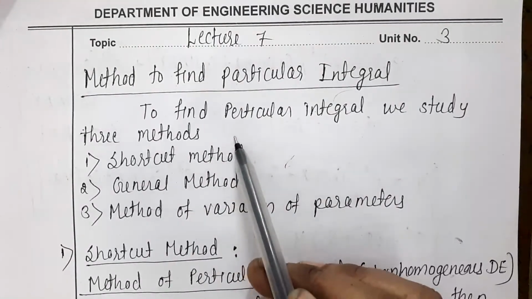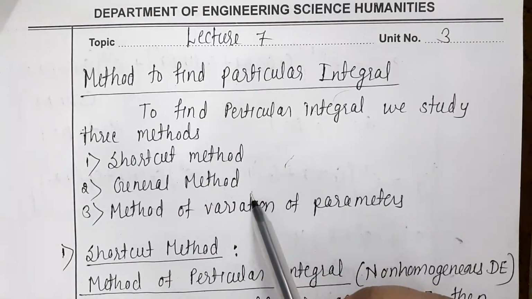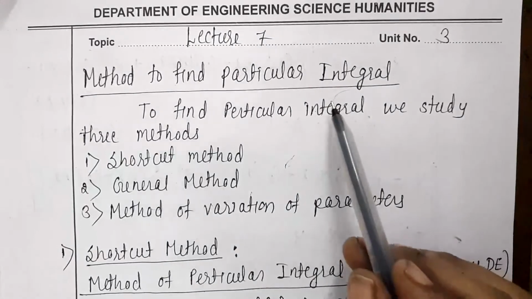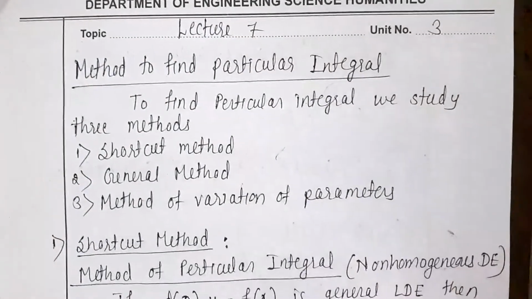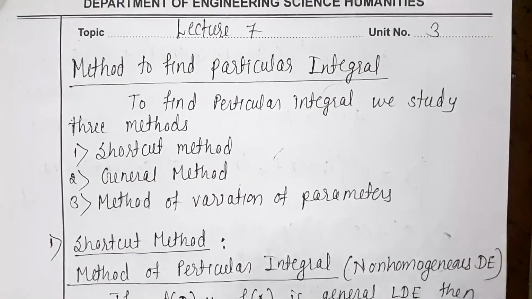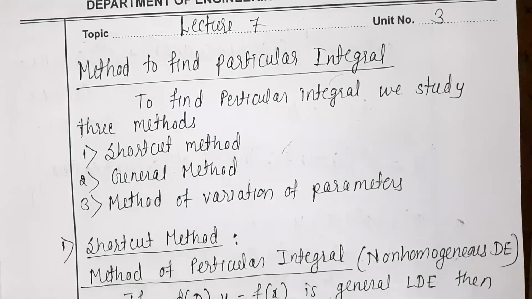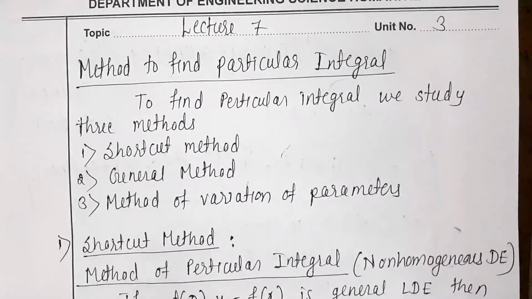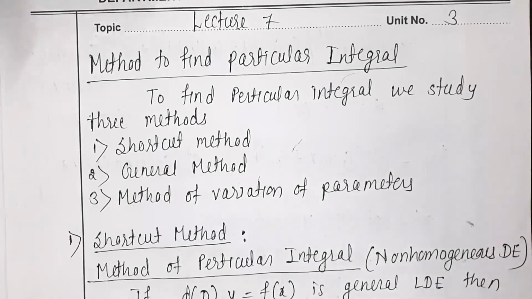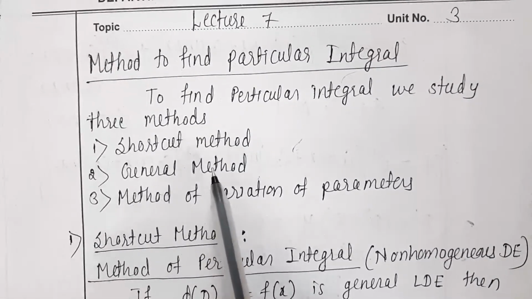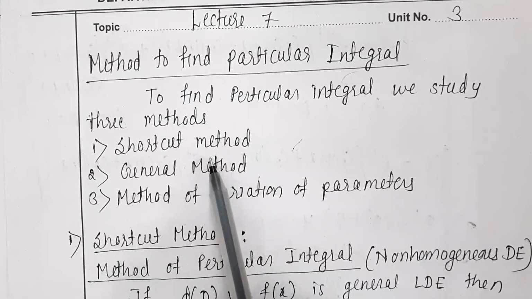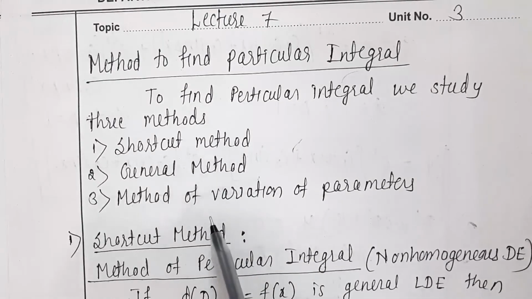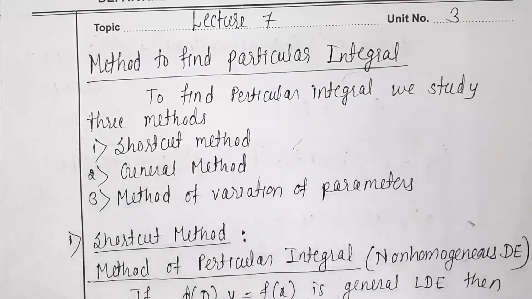There are three methods to find particular integral, but first thing is this particular integral we can find out only for non-homogeneous differential equation. If it is a homogeneous differential equation, then only CF will be the solution for the given differential equation. So there are three methods to find particular integral. First is shortcut method, second is general method, and third is method of variation of parameter.